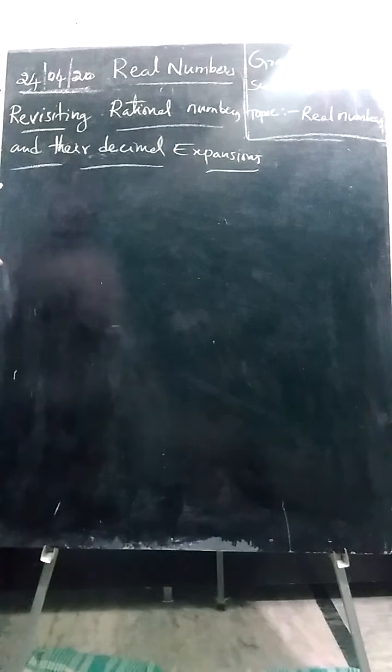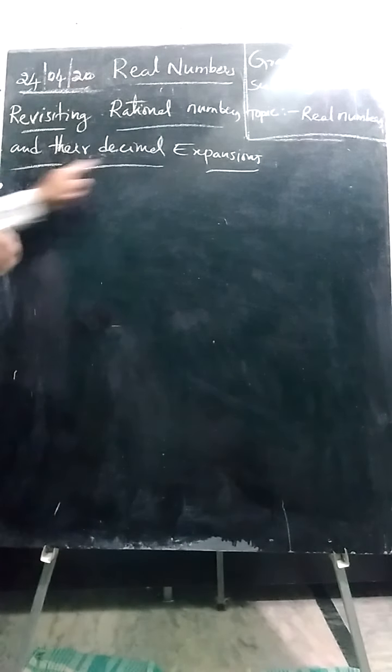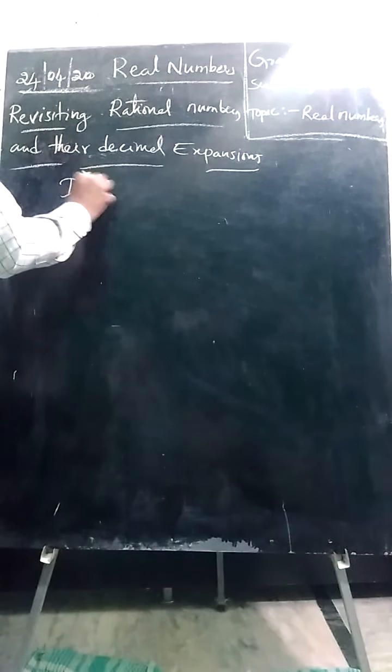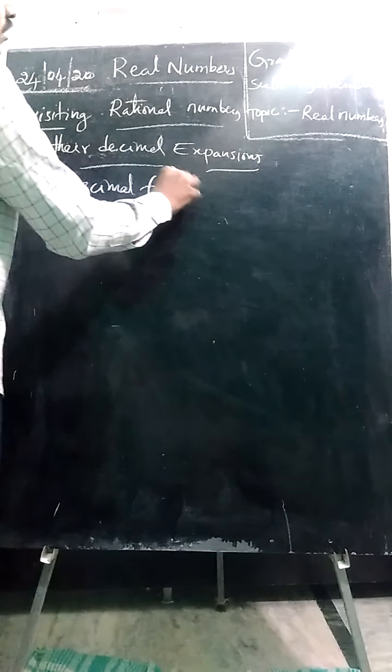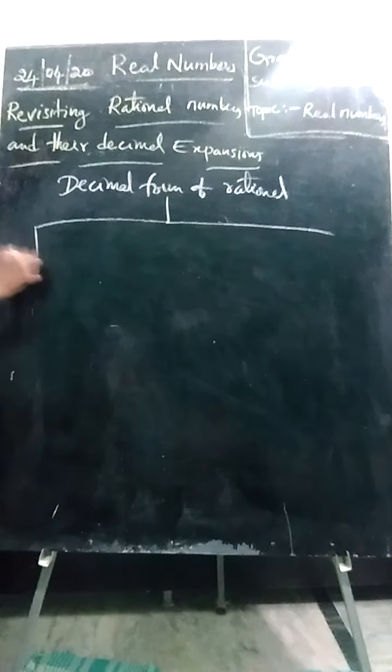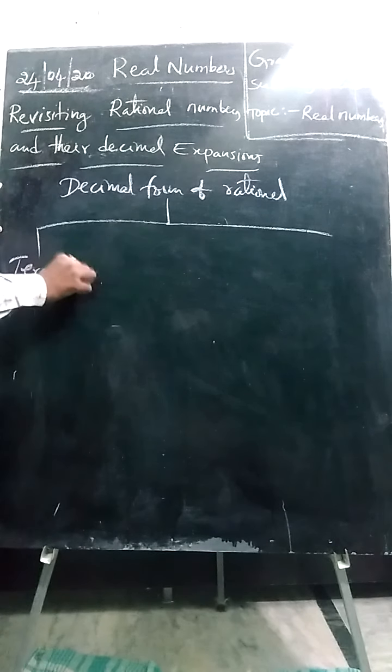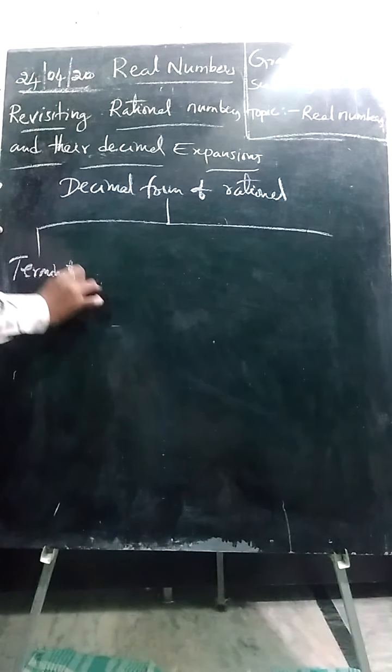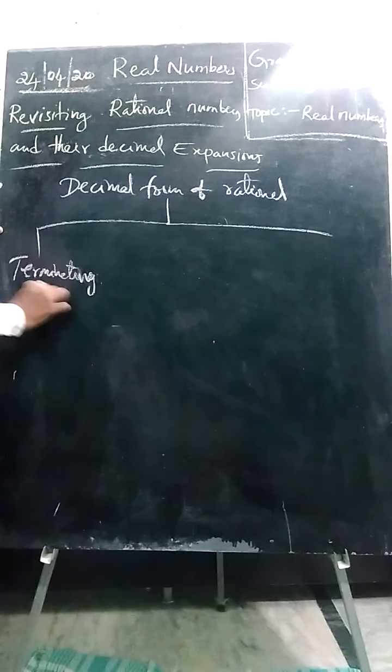Yes, students, now we will discuss revisiting rational numbers and their decimal expansions. In the previous class you learned how to differentiate a rational number as a terminating decimal. We have decimal forms, and after writing the decimal form of a rational number, we can divide it into types. One is the terminating decimal. Terminating decimal means that the decimal expansion will end.